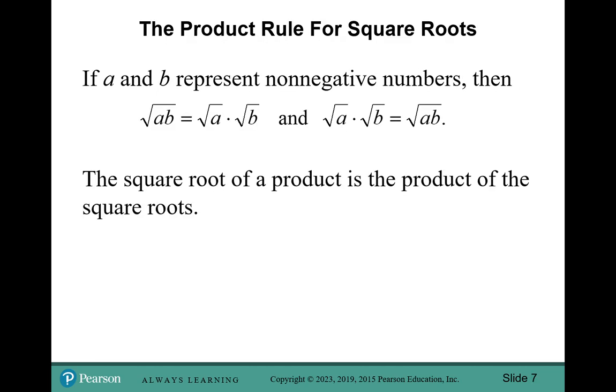Let's look at the product rule for square roots. If a and b represent non-negative numbers, then the square root of a times b is the same thing as the square root of a times the square root of b. And the square root of a times the square root of b is the same thing as the square root of a times b. The square root of a product is the product of square roots. So essentially we can split the square root up if we need to, or we can combine the square root as needed, as long as it is the same root.